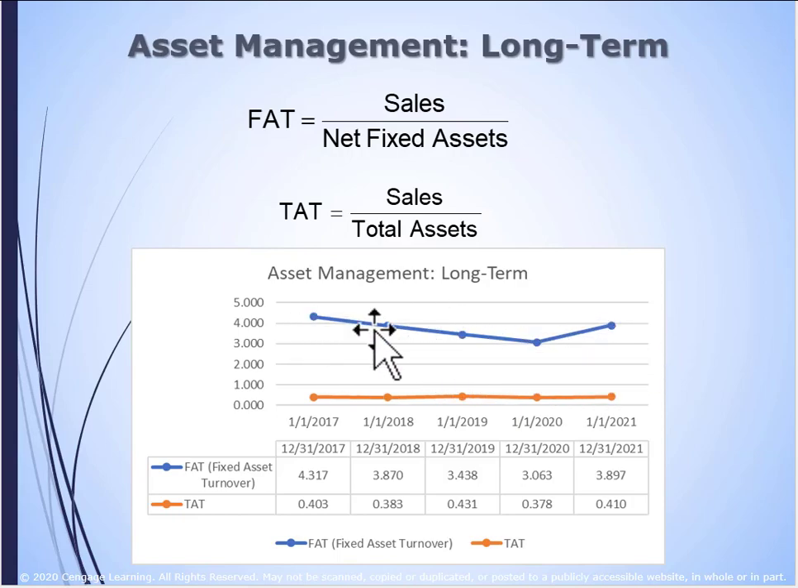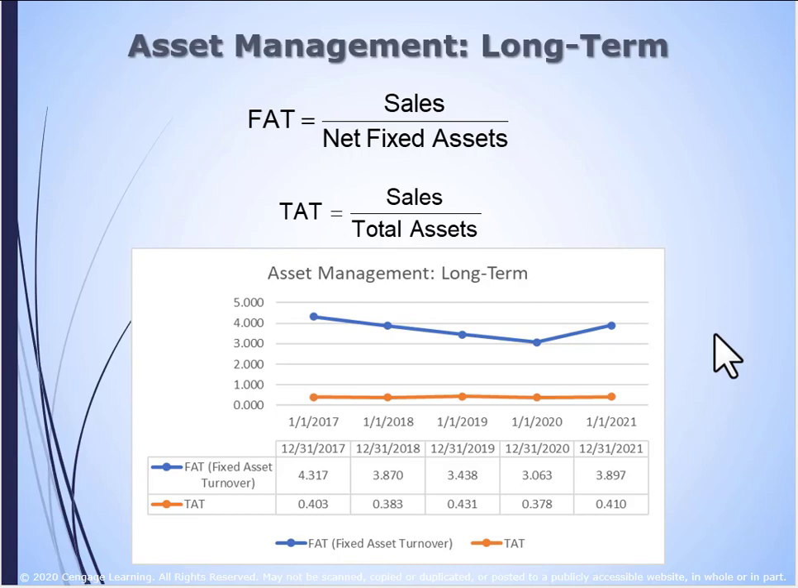So what we can say is that in general, we don't see a lot of change, relatively speaking, in Coca-Cola's use of plant and equipment to help generate sales. So the asset base seems to be steady, right? The relationship here doesn't change much between sales and assets.